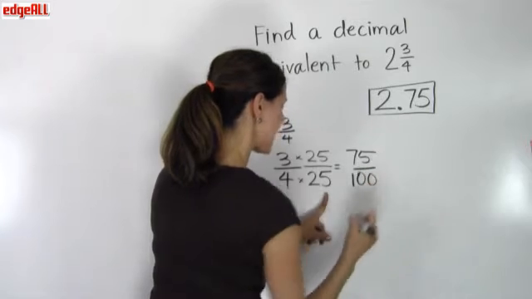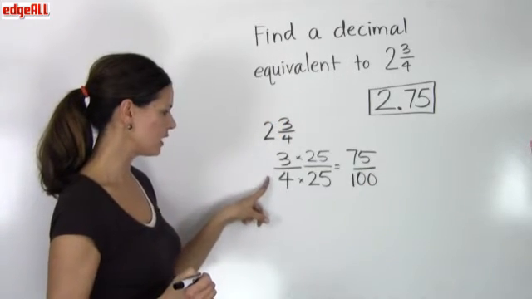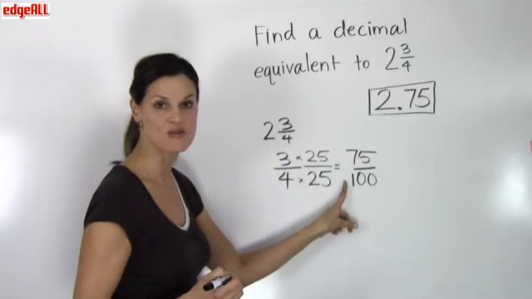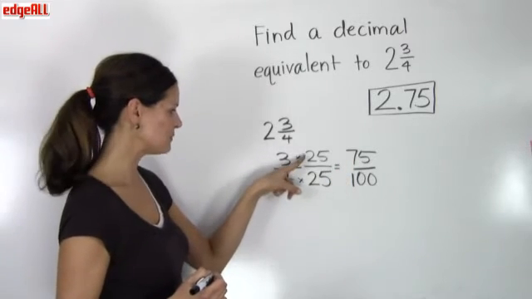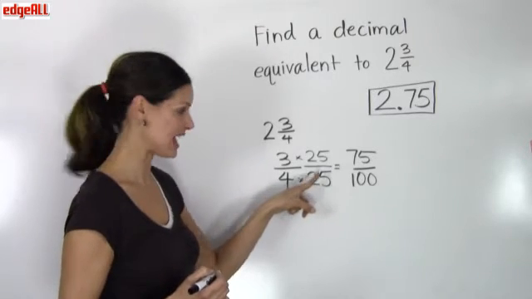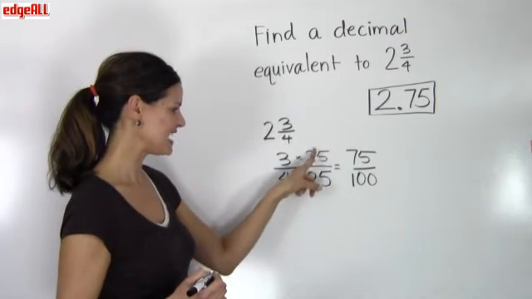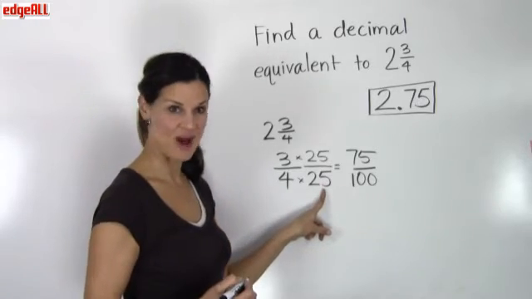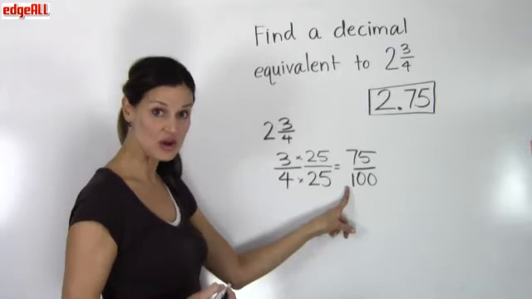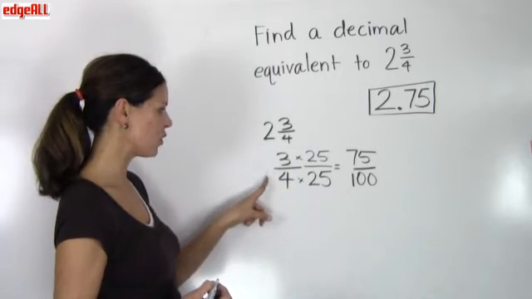And so now I have an equivalent fraction for 3/4, which is 75 over 100, because I just multiplied by 25 over 25, which is the same as multiplying by 1, because any number over itself equals 1. So 75/100ths is an equivalent fraction to 3/4.